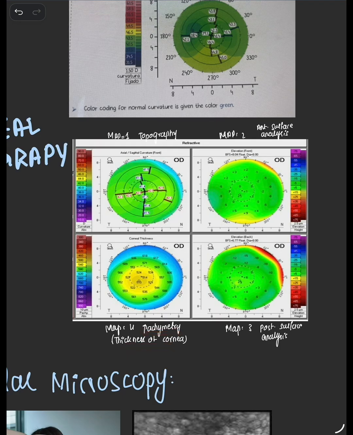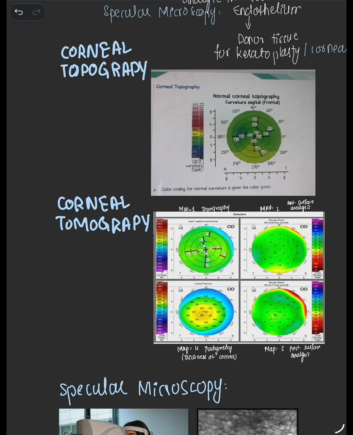One is the topography, like the curvature of the cornea. Map 2 shows the anterior surface, map 3 shows the posterior surface, and map 4 shows the thickness of the cornea. In this way, the tomography is better than the topography.